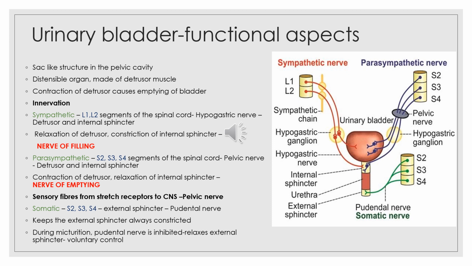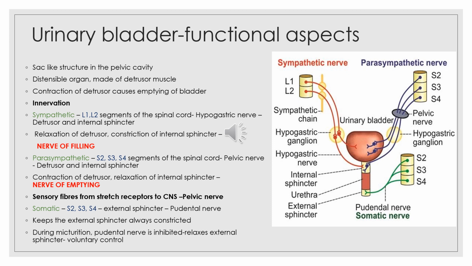The preganglionic fibers of the parasympathetic nerve arise from the second, third, and fourth sacral segments of the spinal cord. So the S2, S3, and S4 segments of the spinal cord form the parasympathetic preganglionic fibers, and these fibers form the pelvic nerve, and these pelvic nerve fibers pass through the hypogastric ganglion and synapse with the postganglionic neurons, which are situated nearer the detrusor and the internal sphincter. The function of the parasympathetic nerve is that it causes contraction of detrusor and relaxation of internal sphincter.